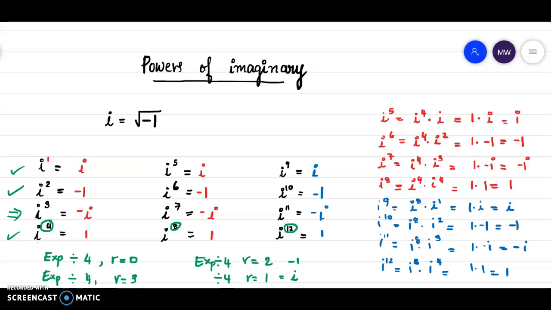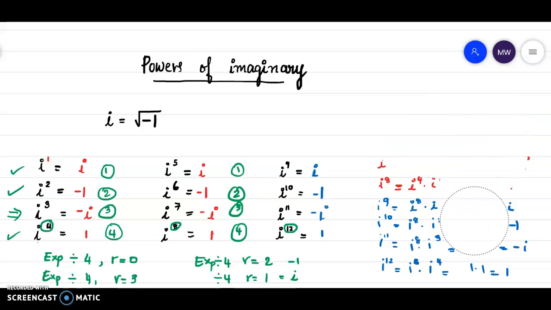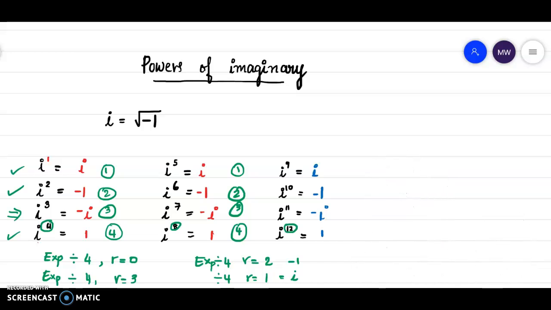Now why are we dividing by 4? Because when we check this, we see that after every 4, the pattern repeats itself. See? 1, 2, 3, 4. You got 4 different answers, and then the same pattern repeats again. 1, 2, 3, 4. That's why we are dividing the exponents by 4, to see where it will fall. For example, I'm going to clear this exponents on the side so I can have some space to write.